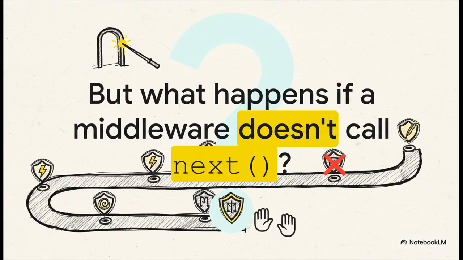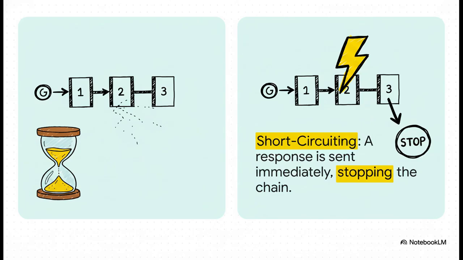Okay, but that brings up a really critical question, right? What if one of those spells doesn't let the person through? What happens to our request if a function in that chain just never calls next? Well, one of two things can happen. If the middleware just stops and does nothing, the request literally hangs there forever. The user's browser just spins and spins, never getting a response.